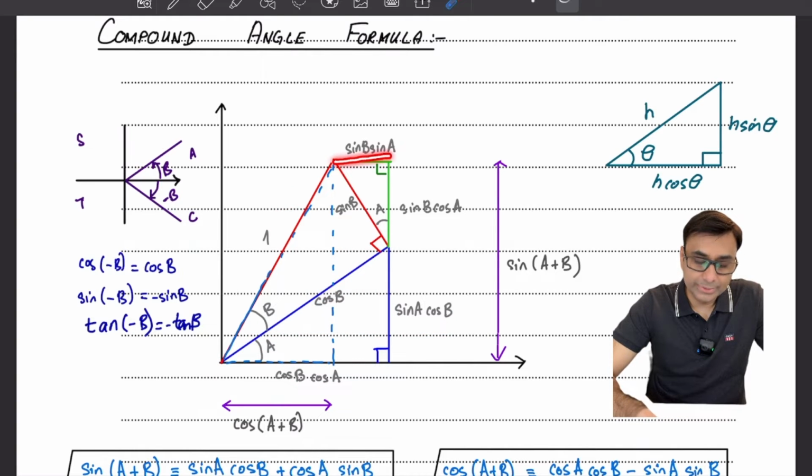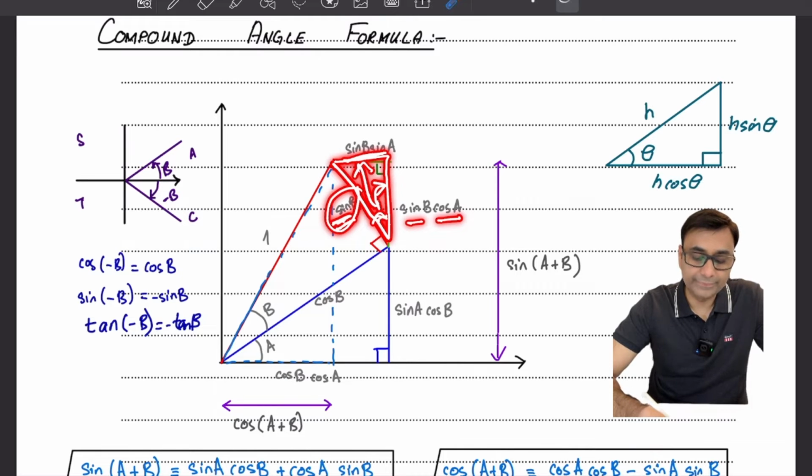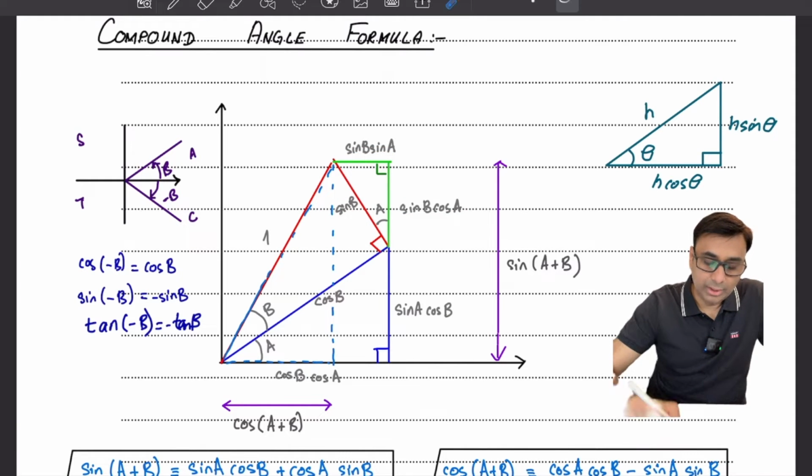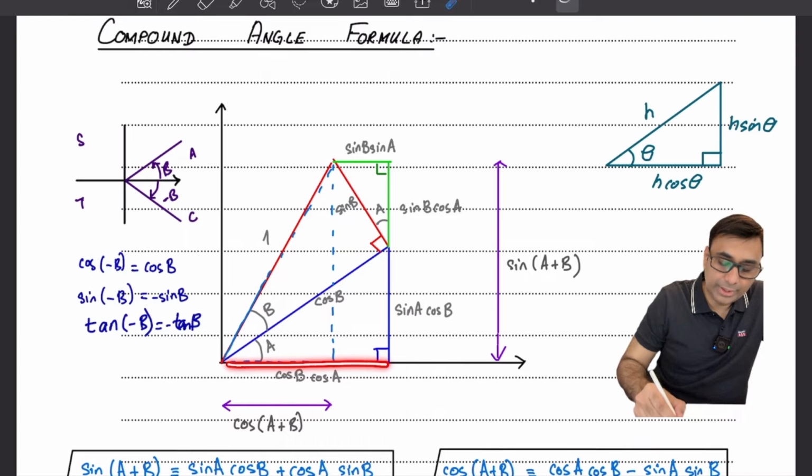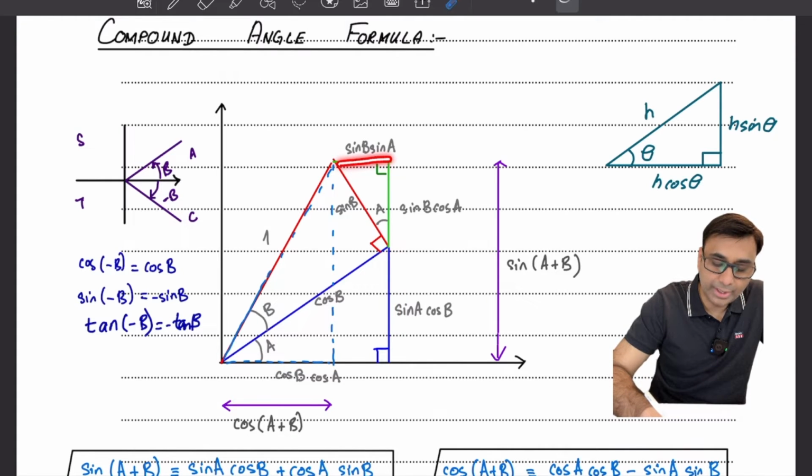Now, considering this particular right angle triangle, if we know that this side is sine B and this angle is A, then the side that is next to the angle is going to be hypotenuse times cos of the angle. So that becomes sine B cos A. And this side, which is opposite to the angle, becomes hypotenuse times sine A. That would be sine B sine A. So we have this length identified as cos B cos A, this length as sine A cos B, and similarly this length as sine B sine A and this length as sine B cos A.